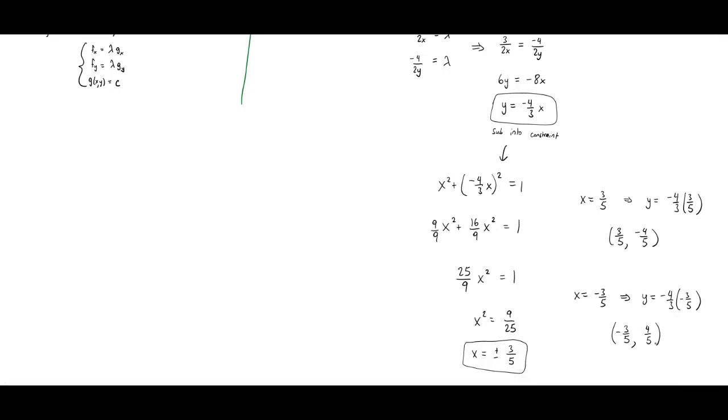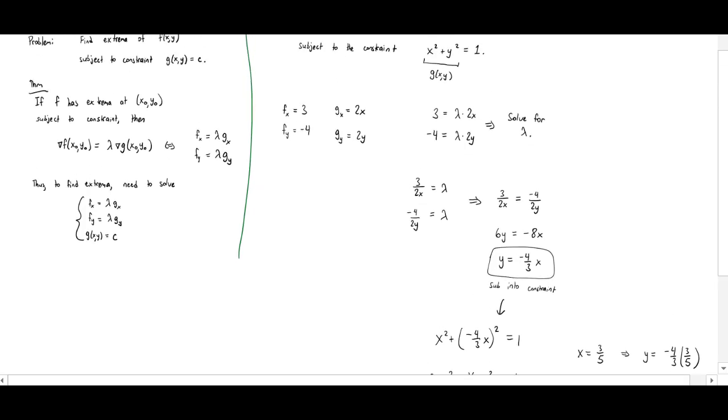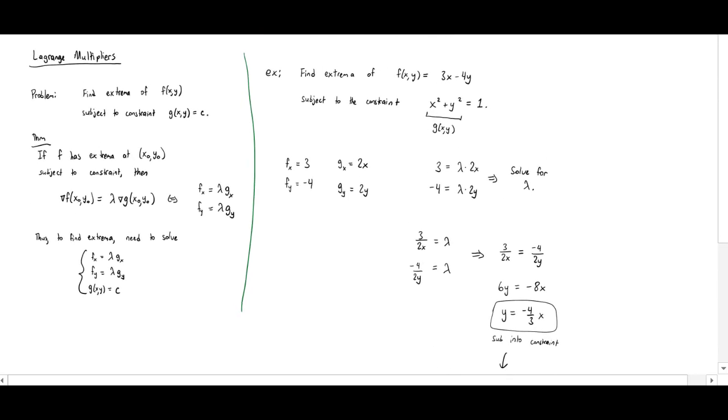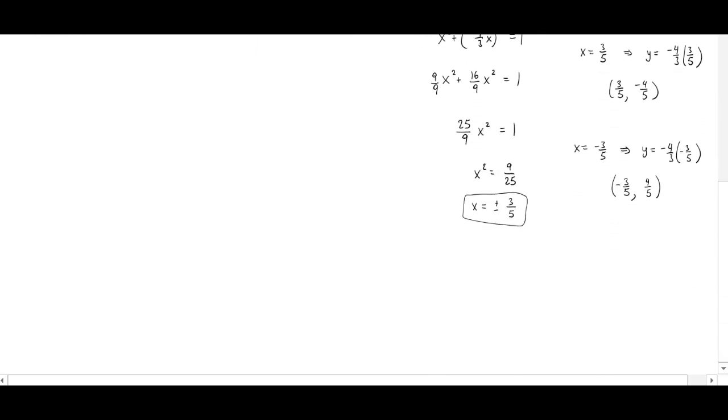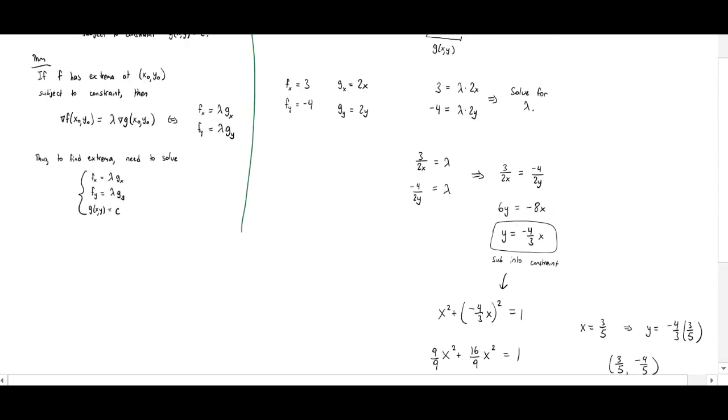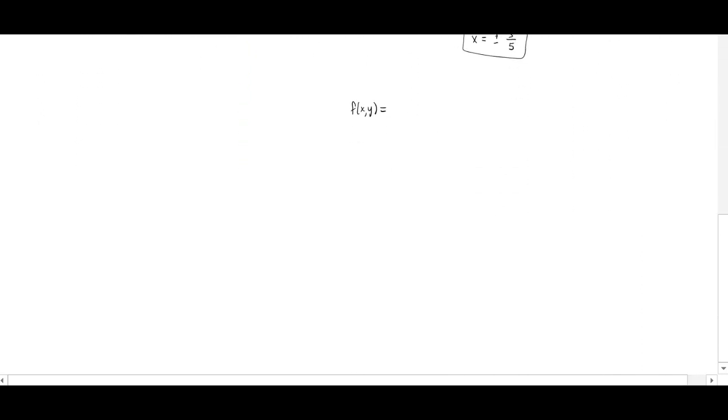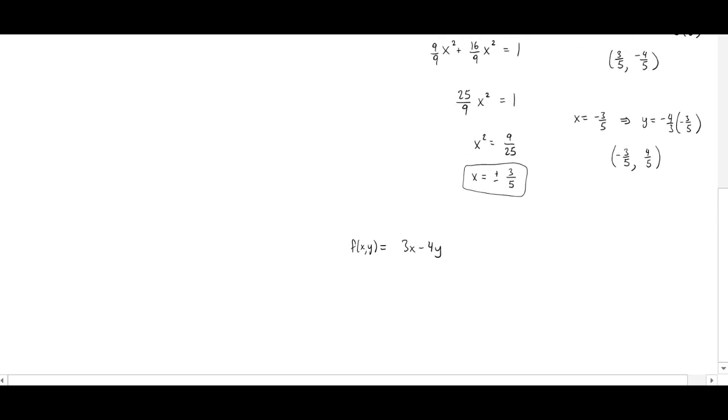So now, for this type of problem, what I want to do is plug them into my function to see which one is the largest and which one is the smallest. That will tell me which one's the max and which one is the min. So then finally, our function f of x y, what was it again? 3x minus 4y. Let's plug in the first point. x is 3/5, y is negative 4/5.